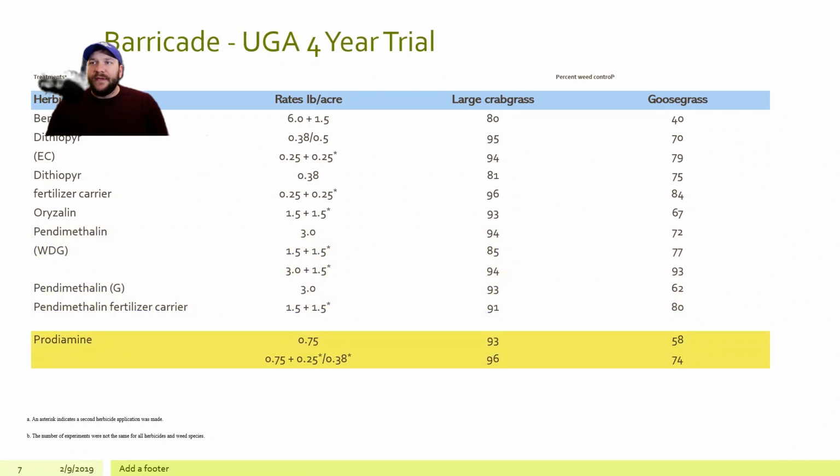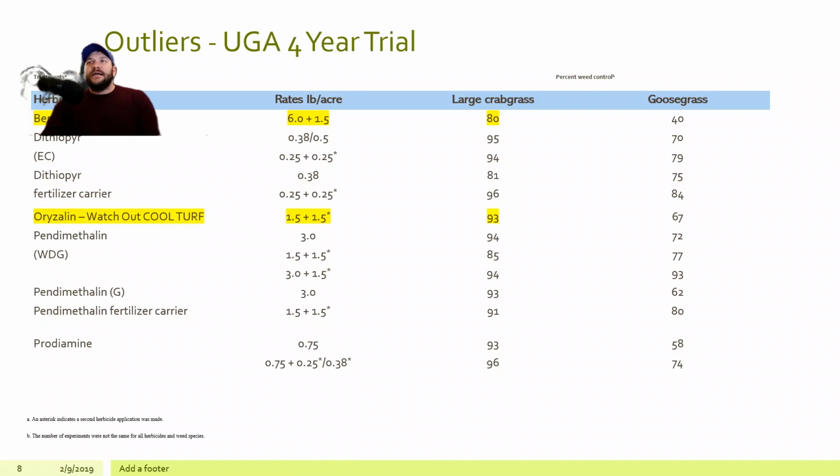Prodiamine here, we've got a single 0.75 pounds of AI getting 93% control of crabgrass there. And then we get down here to 0.75 in a split application of a 0.25 and a 0.38. And that's a granular application, and you know you're getting 96%, and you're starting to eke up there to 74% on the goosegrass side of things.